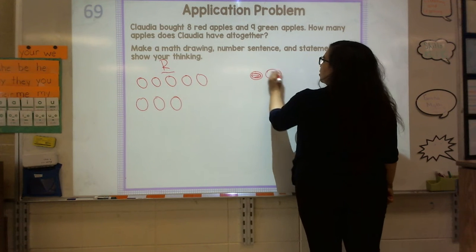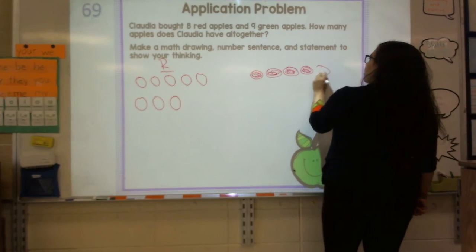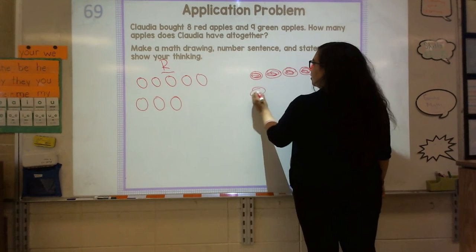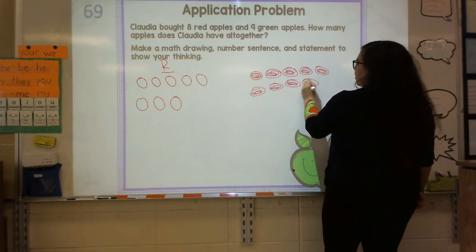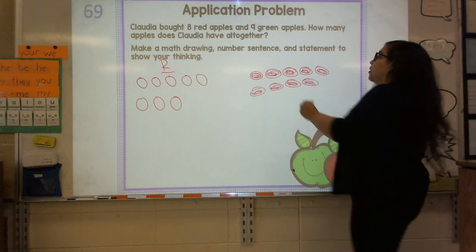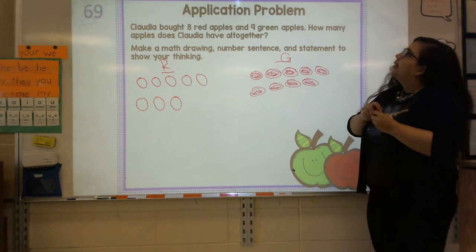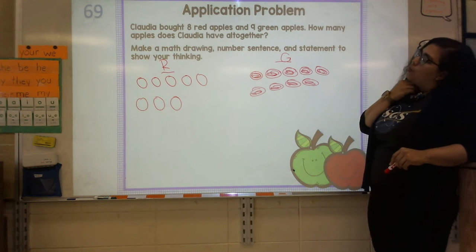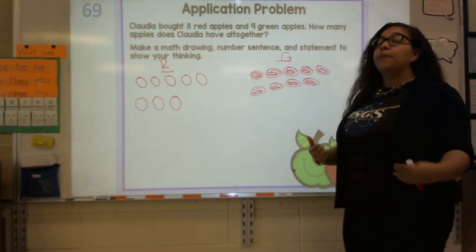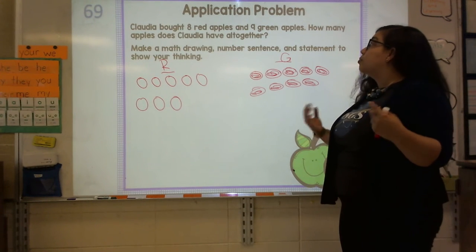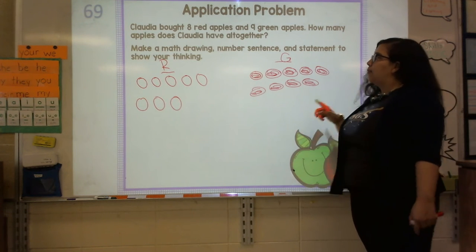1, 2, 3, 4, 5, 6, 7, 8, 9. And notice I colored the green apples in so I can see that they are visually different. Now, in order to solve this problem, we currently have 8 plus 9, correct? Red apples plus green apples will be 8 apples plus 9 apples. Which of these numbers is closer to 10? The number of red apples or the number of green apples?